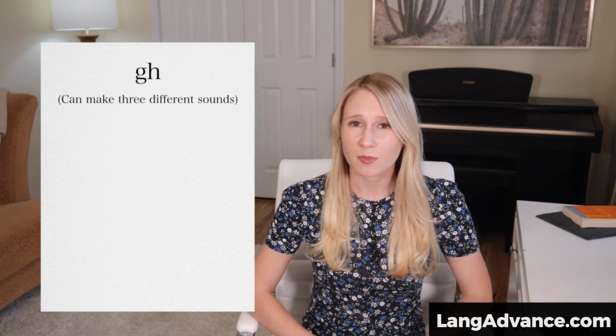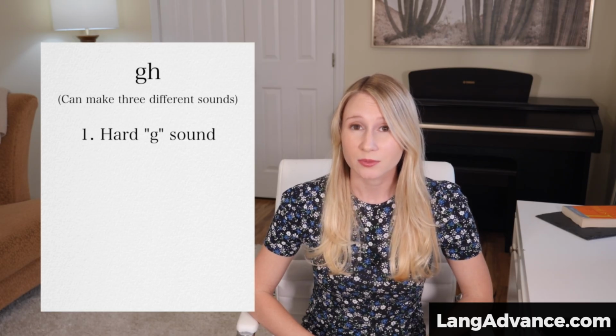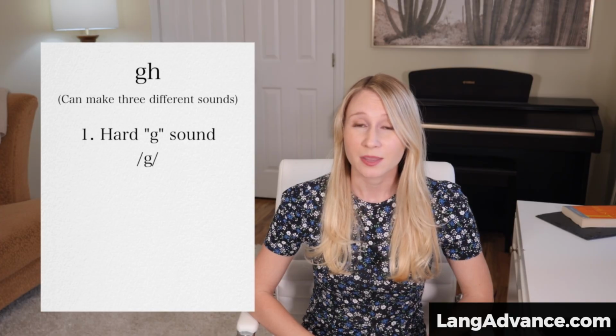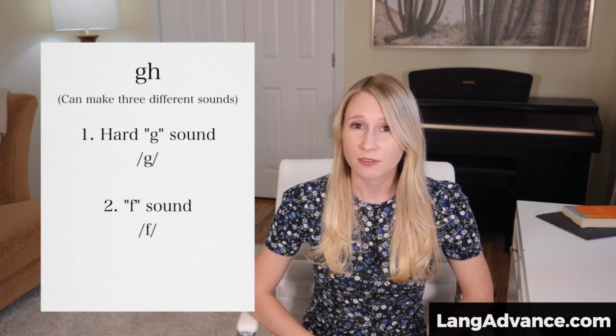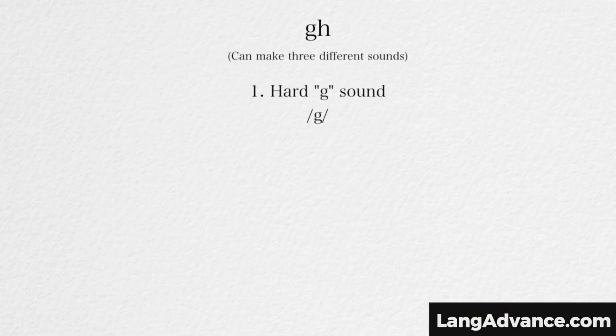The next consonant digraph I want to discuss is GH. In English, the letters GH can make 3 different sounds. They can make a hard G sound, G. They can make an F sound, F. Or they can be silent. Let's review the first sound the GH can make, G.